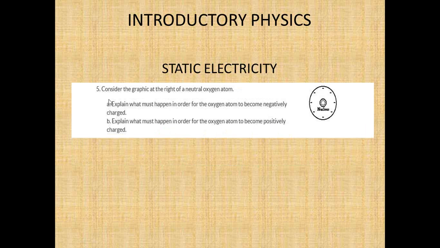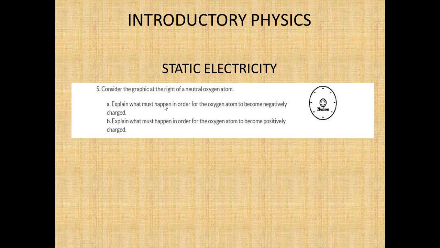All right, question 5. Consider the graphic at the right of a neutral oxygen atom. They say it's neutral, so you know the number of electrons is going to equal the number of protons. In the nucleus of the atom, you have protons and neutrons. The protons are positive. Let's count the number of electrons: 1, 2, 3, 4, 5, 6, 7, 8. So you have a total of 8 electrons, and therefore a total of 8 protons.